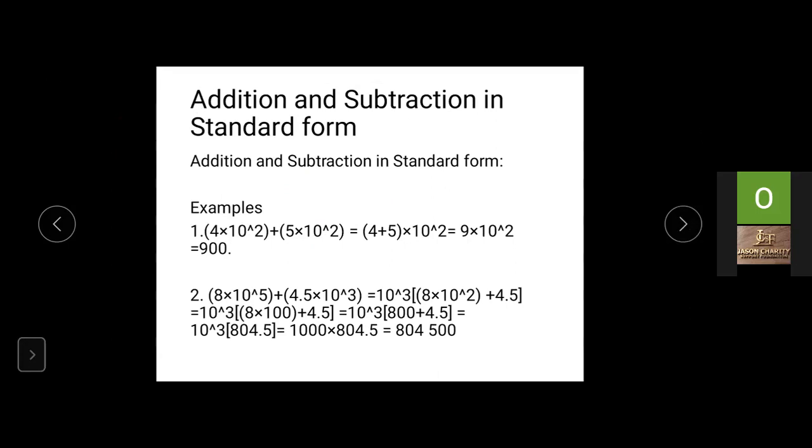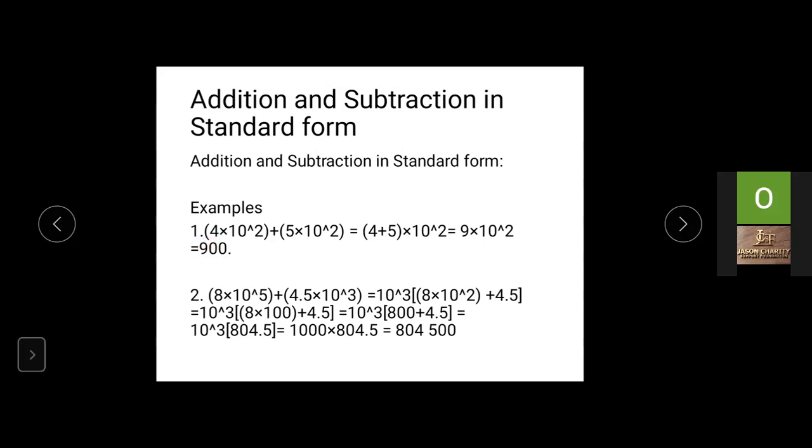Okay. Now on to addition and subtraction in standard form. Under standard form, we have different operations. Basic operations can be done: addition and subtraction, multiplication, and division. So now looking at addition and subtraction in standard form. The first example we are giving is 4 times 10 raised to the power of 2 in brackets plus 5 times 10 raised to the power of 2 in brackets.